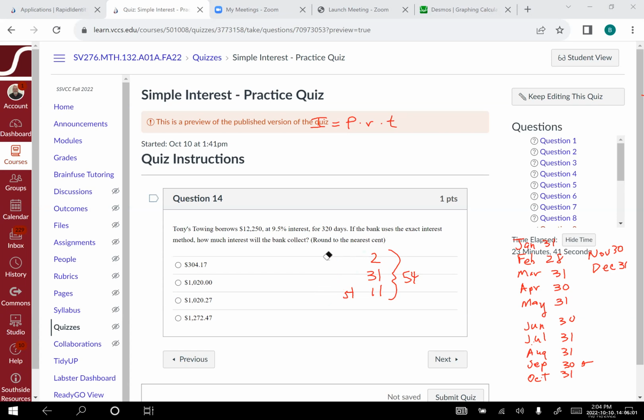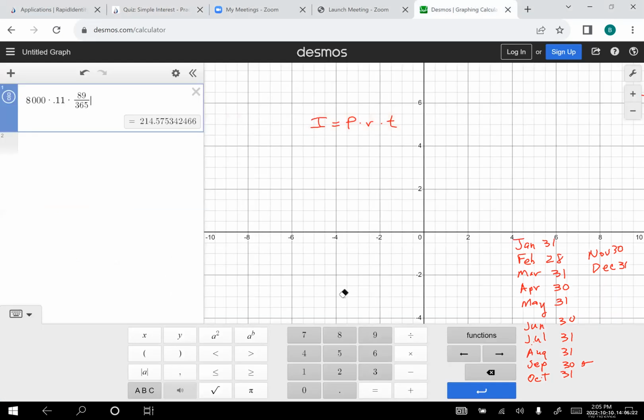Now this problem is like the ones we did last class. Simple interest. You're given the principal, the interest, and the time. And we're asked to use the exact interest method. So that's for 365 days a year. So let's put those in our calculator and see what we get.